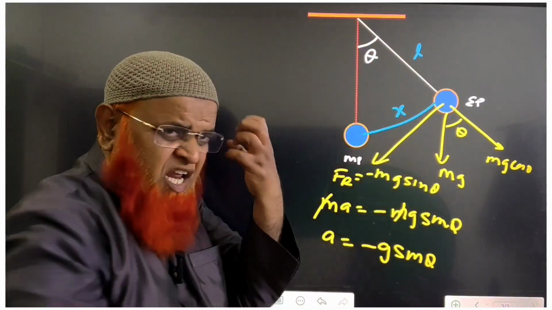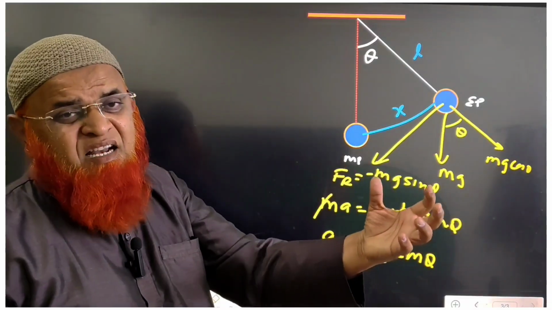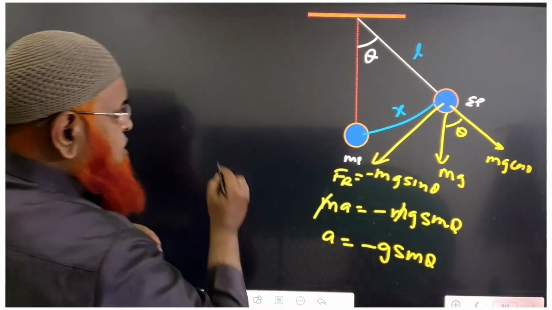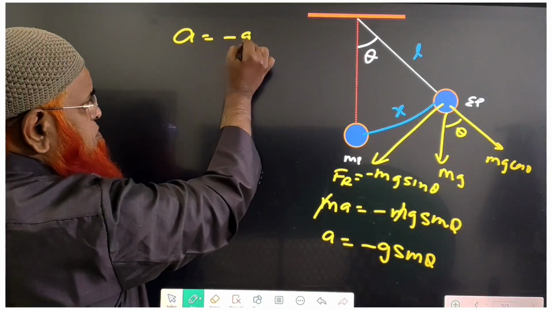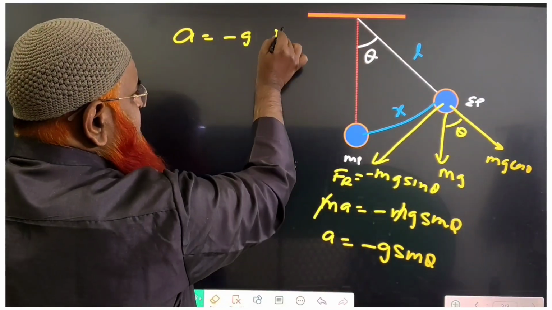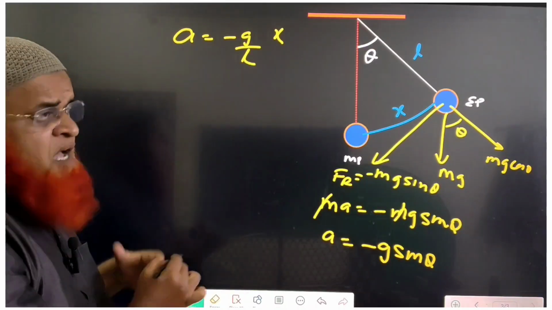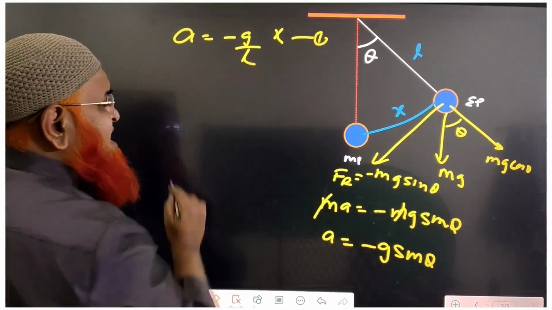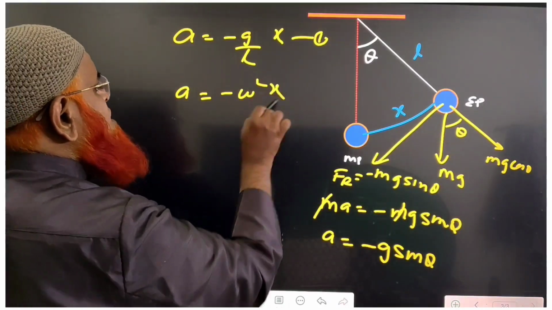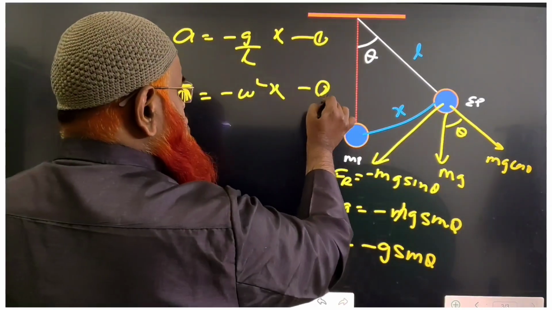If this angle is very small, that is less than 5 degrees, then we can write sin theta is equal to opposite side by hypotenuse. Therefore, acceleration is equal to minus g times sin theta, and the opposite side is x by L. So you write x here, by L here. This can be considered as equation number 1. You know the general equation: acceleration is equal to minus omega square into x. This is taken as equation number 2.